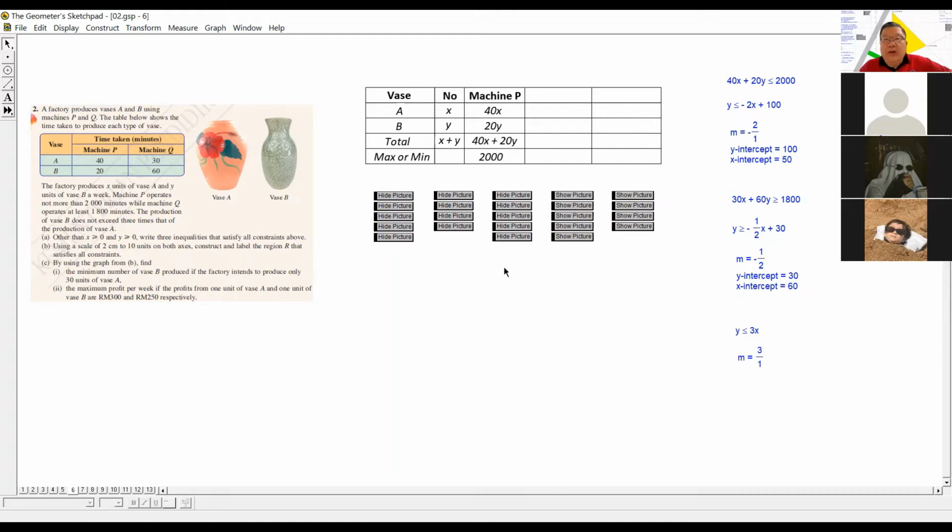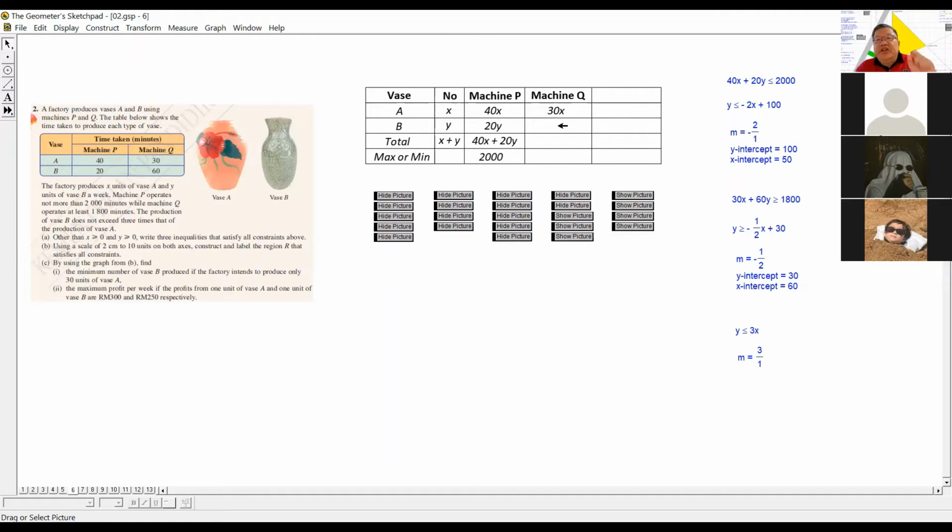Okay, now we look at machine Q, right? The next factor that affects the production is machine Q. For vase A, one vase A will take 30 minutes, faster than machine P. They only take 30 minutes. But one vase takes 30 minutes, and we have x number of them. So it has to be 30 times x.